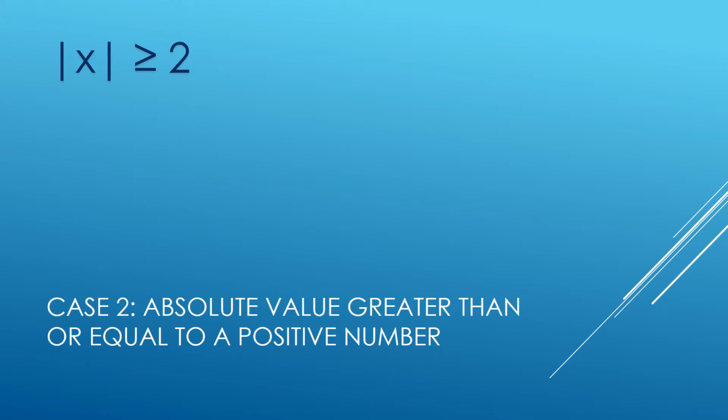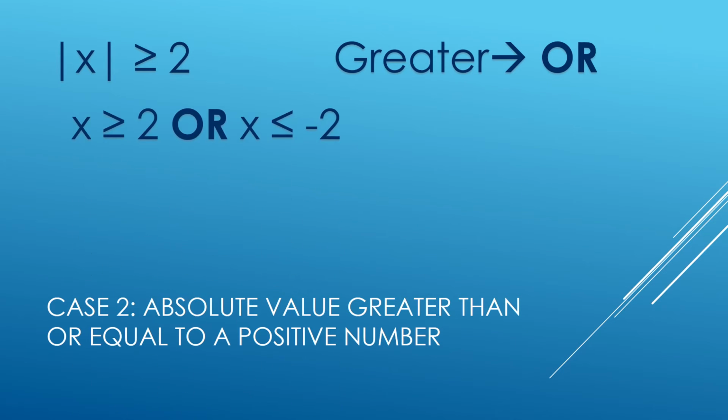Okay, another version of case 2. Again, we're going to use the greater than or equal to a positive number, which is going to be identical, except we're going to use the brackets. Again, it's greater, so "or", and we have x greater than or equal to 2, or x less than or equal to negative 2.